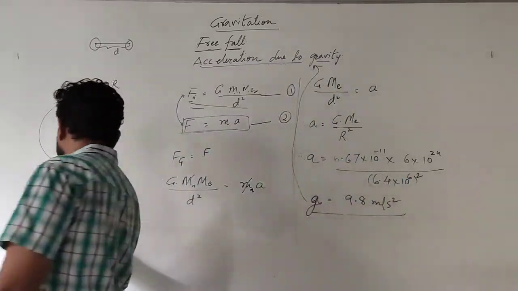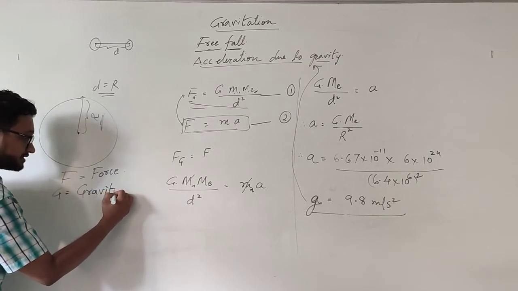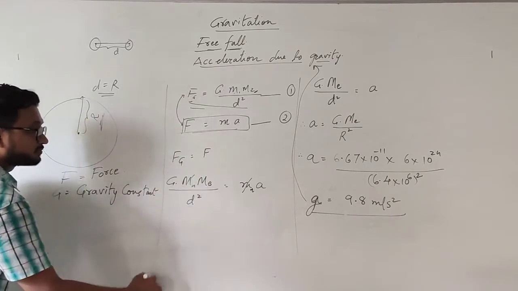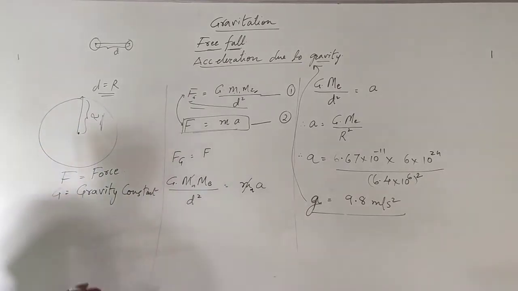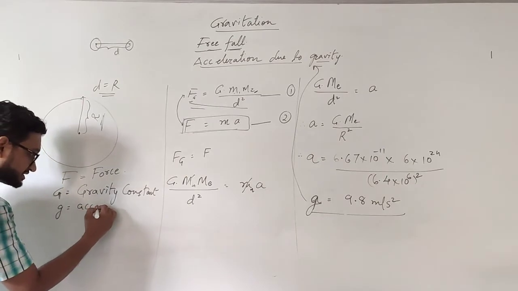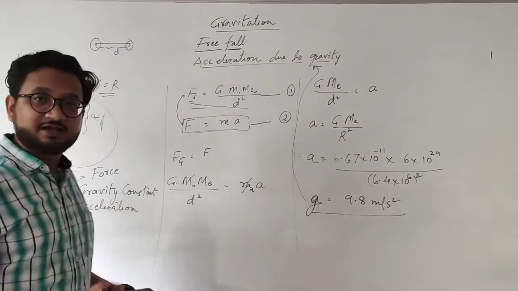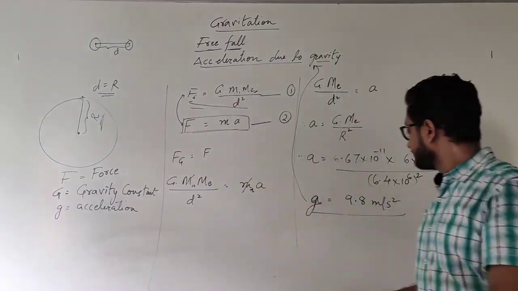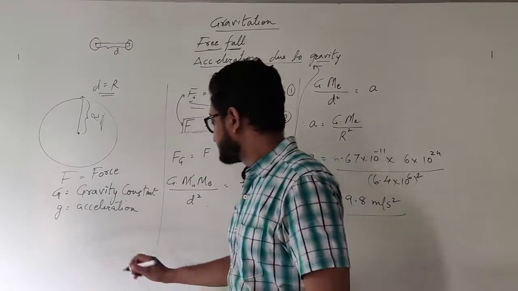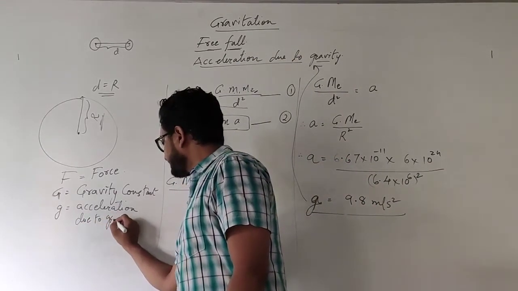Okay? This is the symbol for gravitational constant. Okay? This is the symbol for acceleration. Don't say that this is gravitational force. This is acceleration, and its unit is the same as the acceleration that we studied in the first chapter. So this is acceleration happening due to gravity.